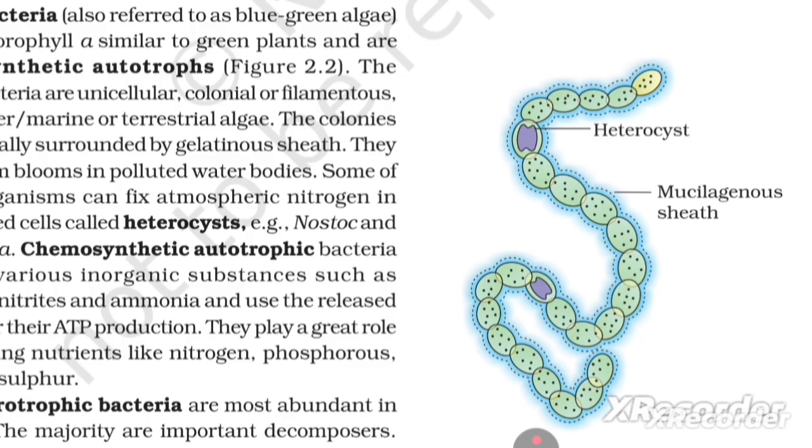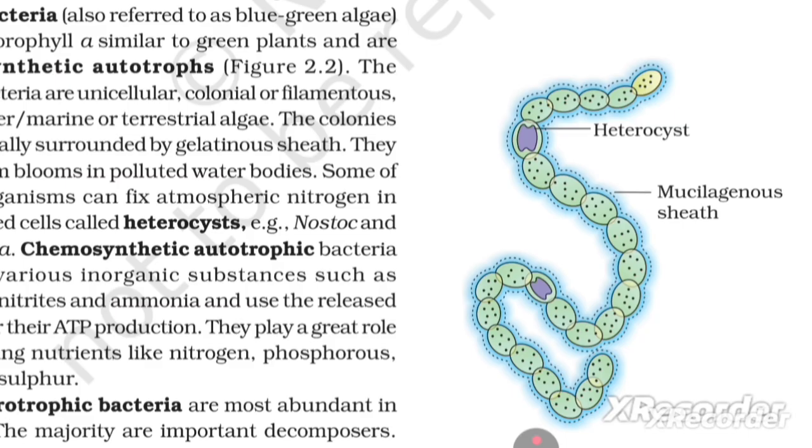Some of these organisms can fix atmospheric nitrogen in special cells called heterocysts, for example Nostoc and Anabaena. Chemosynthetic autotrophic bacteria oxidize various inorganic substances such as nitrates, nitrites, and ammonia and use the released energy for their ATP production. They play a great role in recycling nutrients like nitrogen, phosphorus, iron, and sulfur.